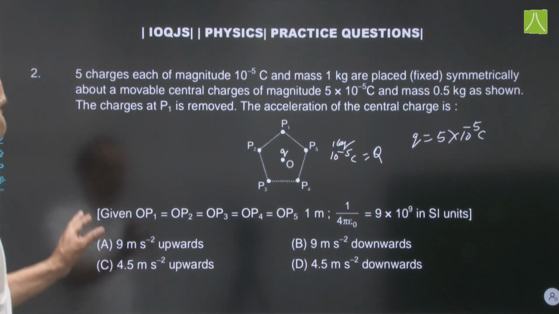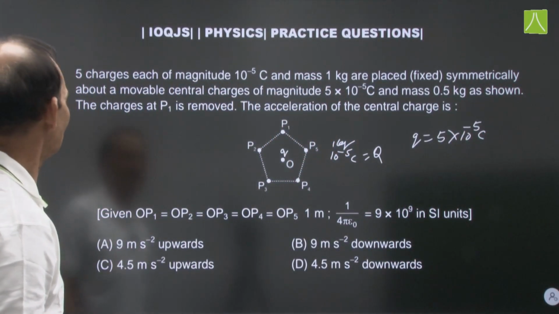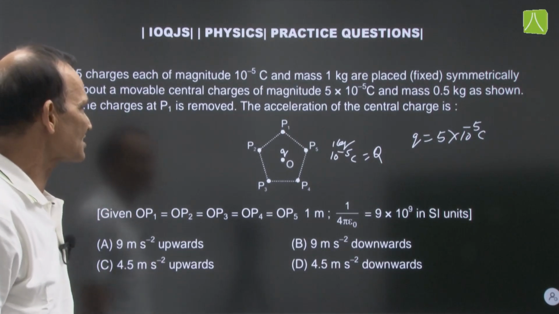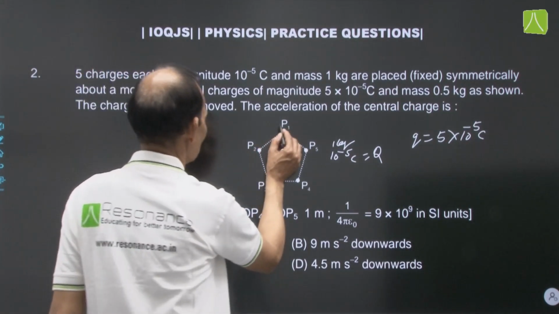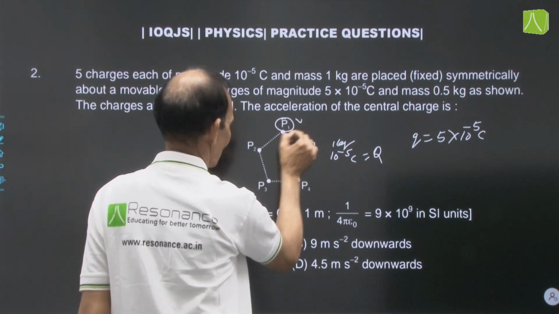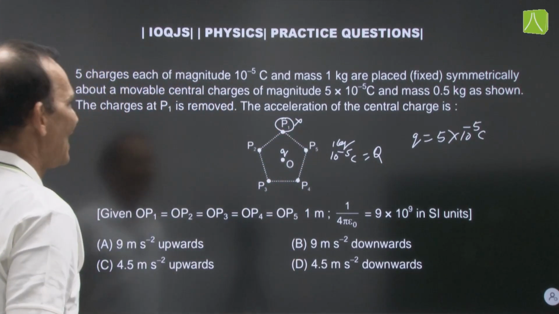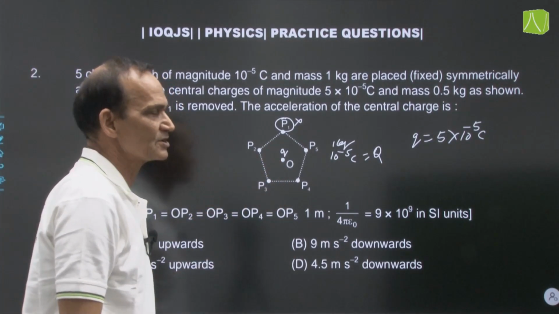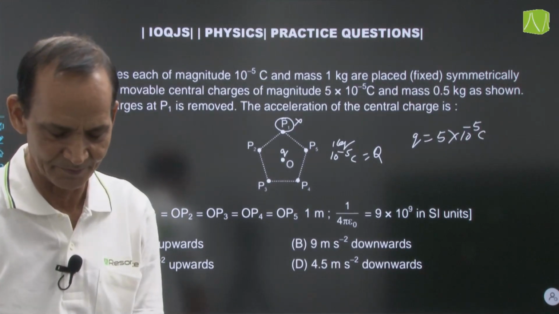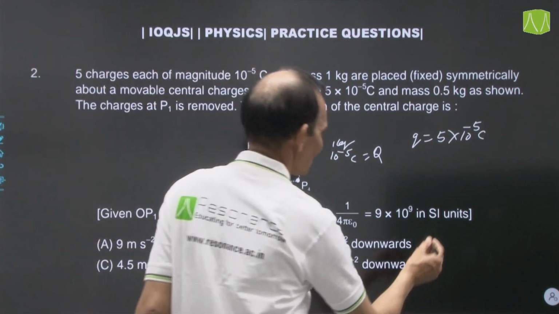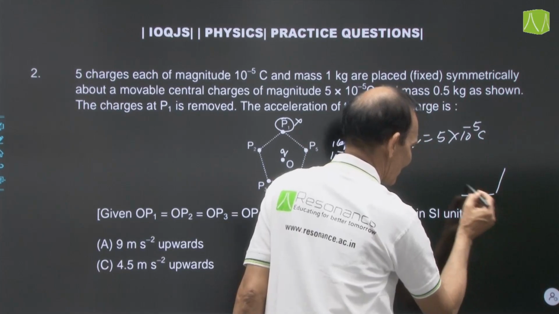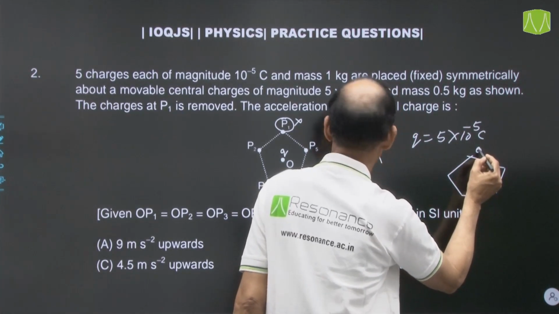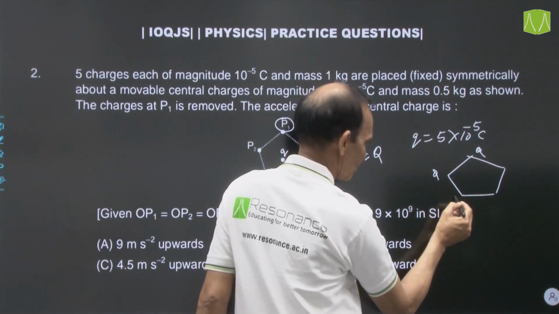Now from here the question is most important. The charge at P1 is removed. Then we have to find the acceleration of the central charge, small q. How will we find it? First of all, think about it. It is regular, the sides are equal, the charges are equal, that is Q, Q and Q.